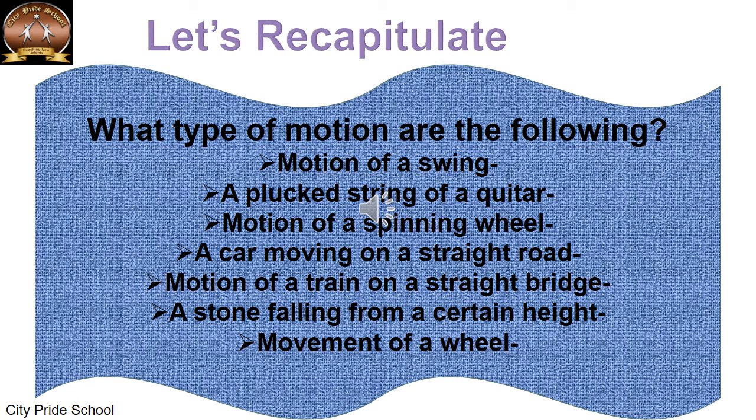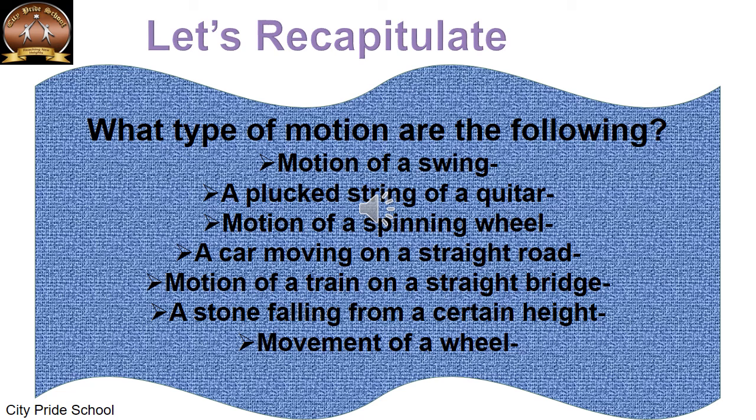Now let's recapitulate. We'll just see the different types of motions in the following examples. The motion of a swing is an oscillatory motion. A plucked string of a guitar is the same oscillation, but it becomes very fast and so it becomes vibratory motion. The motion of a spinning wheel is rotatory motion, right? A car moving on a straight road is showing translatory motion as well as circular rotatory motion, as the wheels of the car are rotating.